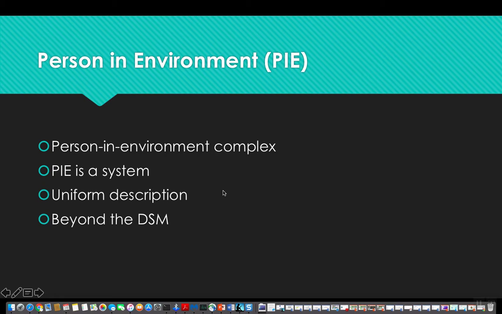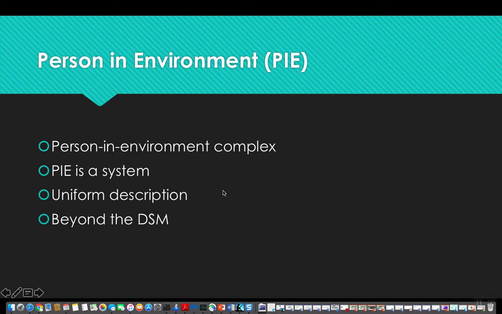The third tool included in this presentation is called the Person and Environment, or PIE. And this framework views a person not as a person with an existing problem, but rather views an individual in an environment with complex problems. So the individual is affected by the environment rather than seeing the client as having existing problems inside of them.